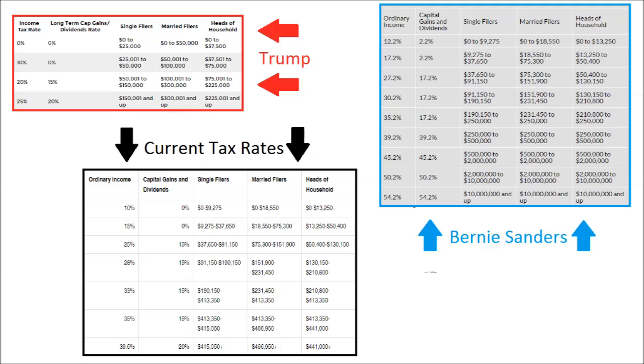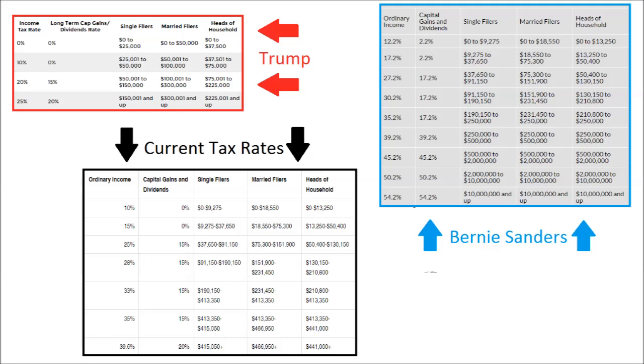On the other hand, with Bernie Sanders' plan, there's a lot more levels to that. As you can see, the maximum tax rate you could have would be 54.2%, and it's also 54.2% for the capital gains and dividends tax rate, and that's for an income of $10 million and up. And he also has different tax brackets for 2 million to 10 million, for 500,000 to 2 million, and for 250,000 to 500,000, and so on. He just has a lot more tax brackets than Donald Trump's plan.